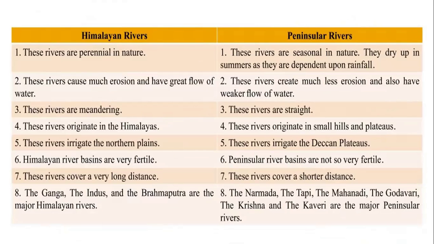And the last point is the example. Examples of Himalayan rivers are the Indus River, Ganga River, Brahmaputra River, and for peninsular rivers, the Narmada River, Tapi River, Godavari, Krishna, Kaveri. I hope you all understood the difference between Himalayan rivers and peninsular rivers. We will discuss the Himalayan rivers one by one in the next video.